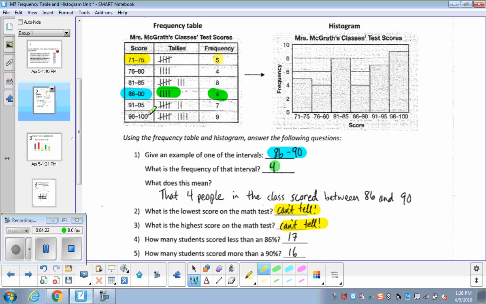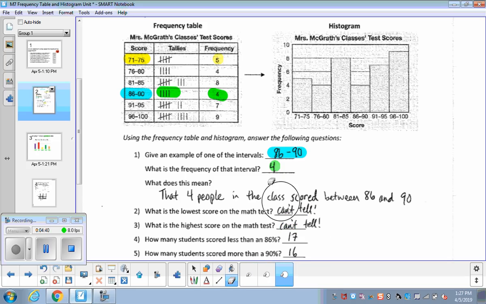Now, some of you might be thinking, well, if 100 is listed here, it has to be the biggest score. Well, not necessarily. Remember that the intervals have to be equal intervals. So these are just going by 5s no matter what. And it's not necessarily saying that we have a 71 and 100 in the data set, okay?